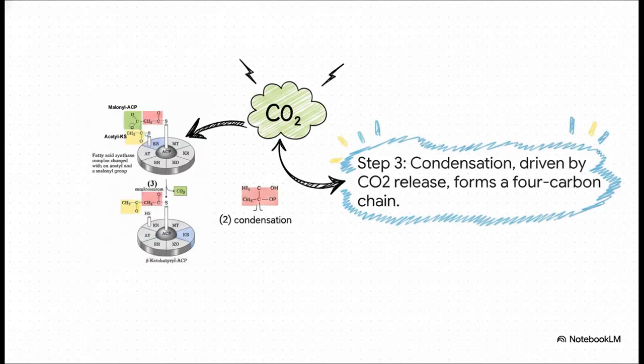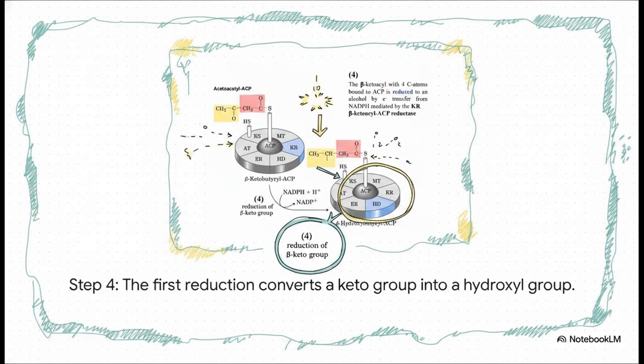And here is where the genius of the design really shines. In step 3, the 2 pieces come together. And as they join, that very same CO2 molecule we spent energy to add earlier gets released. This release of CO2 is what provides the energy, the driving force, that powers the whole reaction forward, creating a new 4-carbon chain that's now attached to the ACP arm. It's brilliant. Okay, the new chain is made, but it needs a little bit of chemical processing.